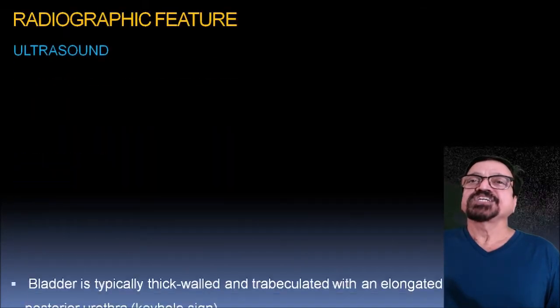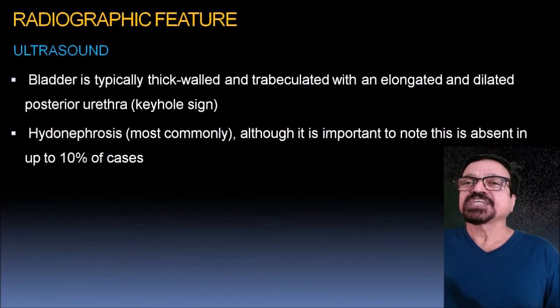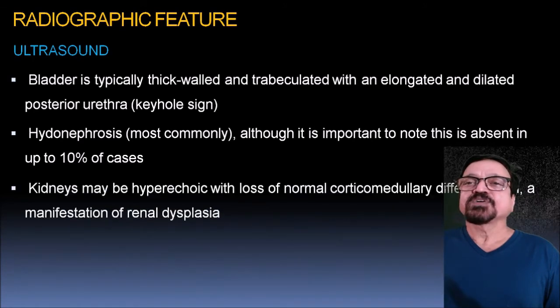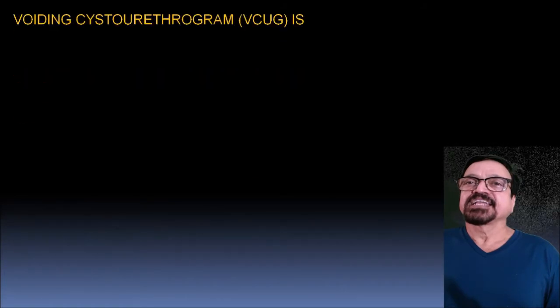Now, the radiographic features. The first is ultrasound. The bladder is typically thick walled and trabeculated, with an elongated and dilated posterior urethra, that is the keyhole sign. Second is hydronephrosis, almost commonly, although it is important to note this is absent in about 10% of cases. Hydronephrosis may not be there, and this we can really appreciate when we see our film reading session. Kidneys may be hydronephrotic with loss of normal corticomedullary differentiation, a manifestation of renal dysplasia.